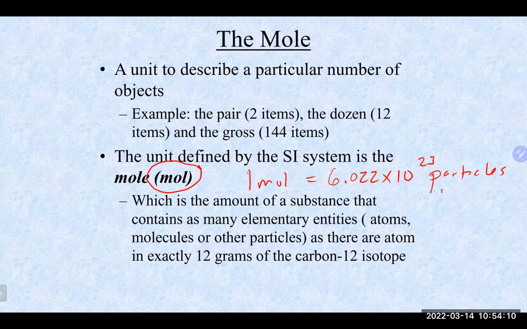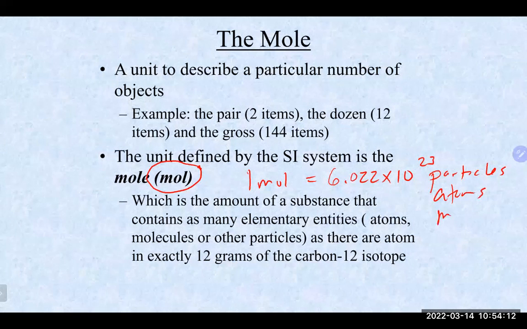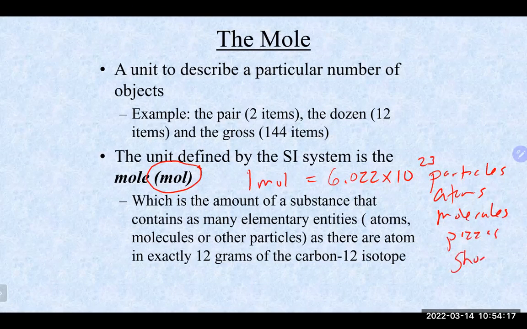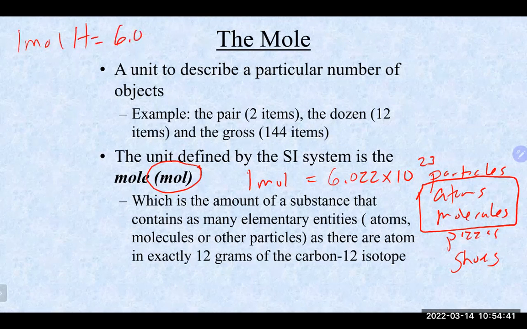It could be atoms. It could be molecules. It could be pizzas. It could be shoes. Probably more so in chemistry, these two will be the two very common units that you will see go with that number, which are atoms and molecules. But technically, it can really be any type of unit associated with that number. So if I say, for example, I have 1 mole of hydrogen, that means I have 6.022 times 10 to the 23 atoms of hydrogen.